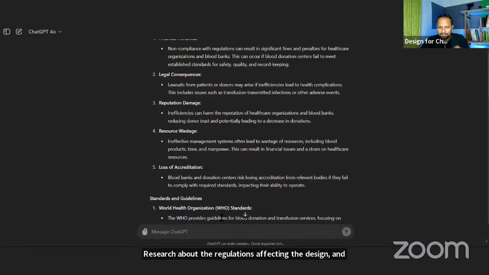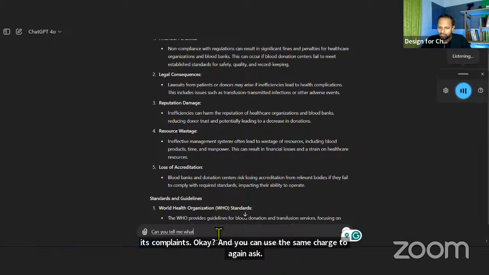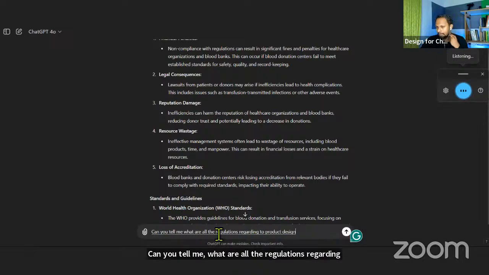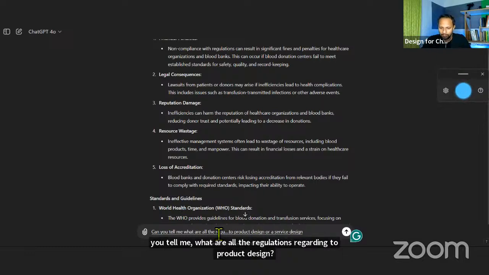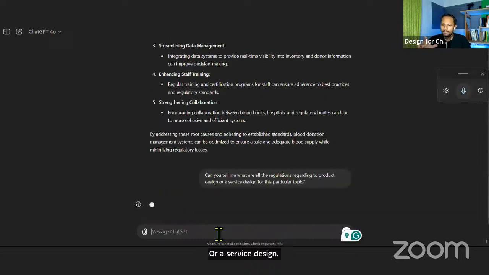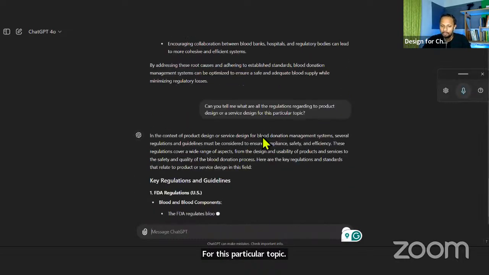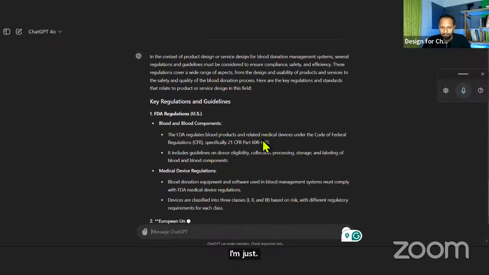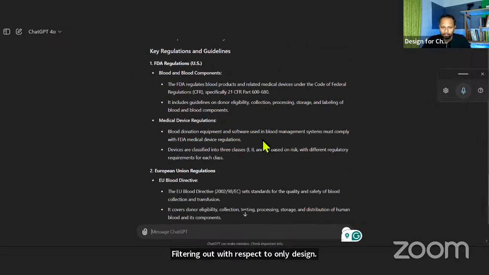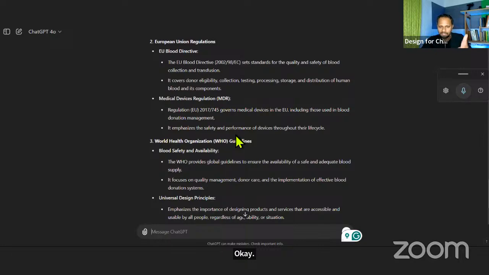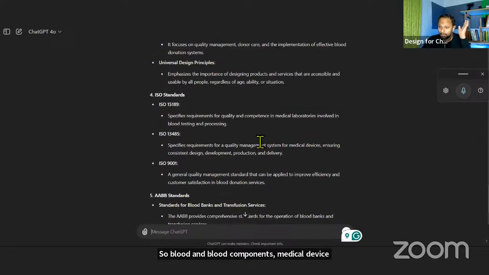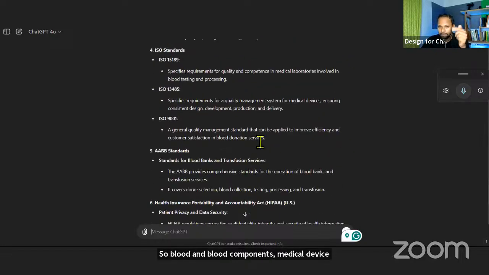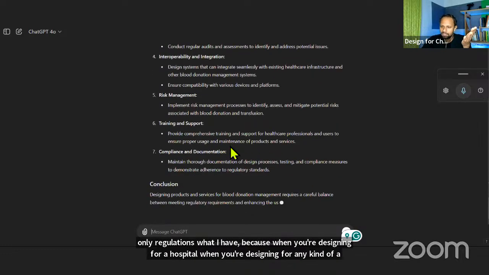You can use the same ChatGPT to ask again, can you tell me what all the regulations are regarding product design or service design for this particular topic? I'm just filtering with respect to only design. So: blood and blood components, medical device regulations, European Union regulations. These are the regulations I have. Because when you're designing for a hospital, or for any country, you need to first understand all of the standards.